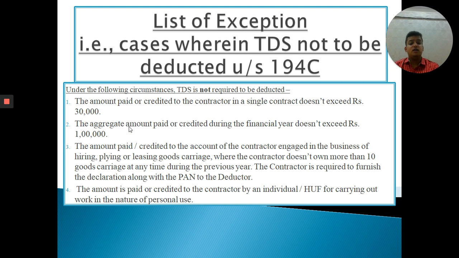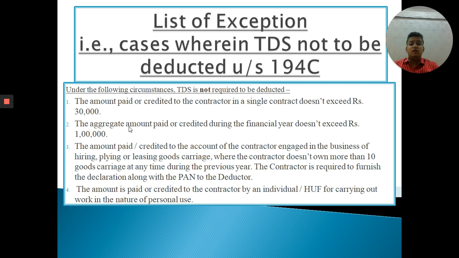Next, if the amount paid or credited is to a transporter, mind you friends, to a transporter who is in the business of plying, hiring or leasing of goods and services, where the contractor does not own more than 10 vehicles. अगर 10 गाड़ियों से ऊपर नहीं है वो कॉन्ट्रैक्टर के पास, जिसका काम है लीजिंग ऑफ या प्लाइंग या हायरिंग ऑफ गुड्स एंड सर्विसेज, देन उसको भी टीडीएस काटने की आवश्यकता नहीं पड़ेगी. लेकिन इसमें द कॉन्ट्रैक्टर दैट इज द पर्सन हु इज गिविंग द सर्विसेज ऑफ प्लाइंग हायरिंग, उसको एक रिटन डिक्लेरेशन देना पड़ेगा अलॉन्ग विथ इट्स पैन दैट हमारे पास 10 गाड़ी से ज्यादा नहीं है.